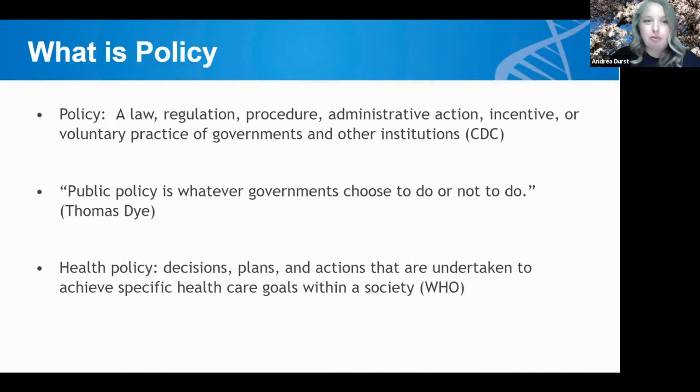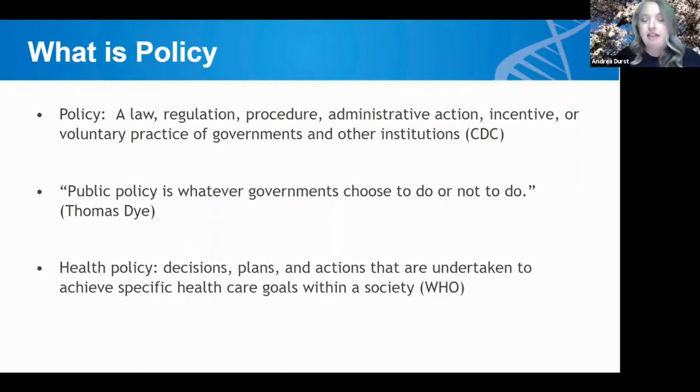And I wanted to start here with how do we define policy? There are a number of ways to think about policy, and I've included some of the definitions that really resonate with me here. So first, the CDC defines policy as a law, regulation, procedure, administrative action, incentive, or voluntary practice of governments and other institutions. And I like this definition because it's a broad definition. It includes not just laws and statutes, which is what we might typically think about when we think about policy, but also other actions as well as other organizations other than just the government. And we'll talk more about the spectrum of policy a little bit later on.